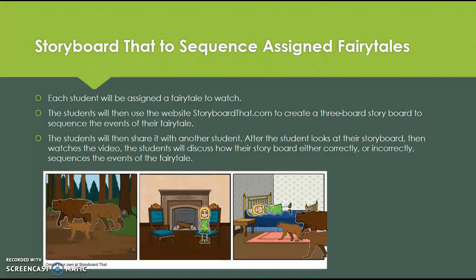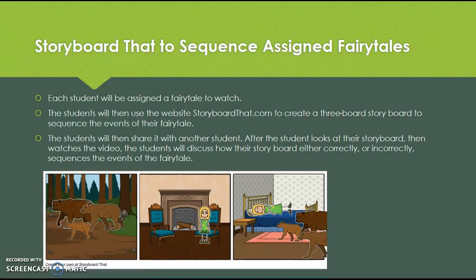So each student will be assigned a fairy tale to watch, and then they will use the website storyboardthat.com to create a 3-board storyboard to sequence the events of their fairy tale. The students will then share it with another student who has watched a different fairy tale. And after they look at their storyboard, then they'll watch the video, and then the students will discuss how that student's storyboard either correctly or incorrectly sequences the events of the fairy tale.